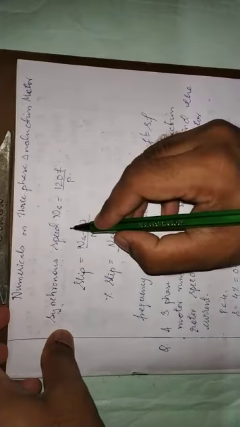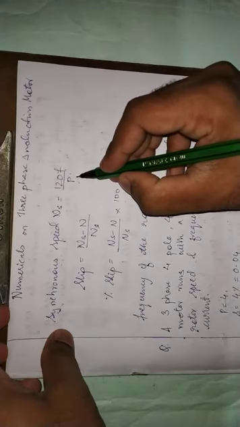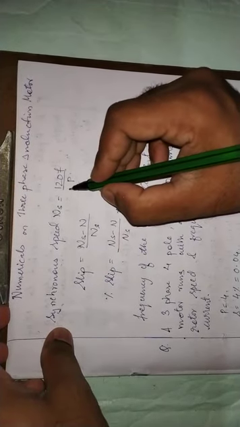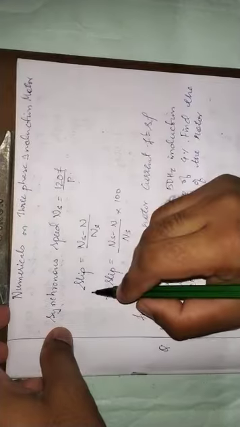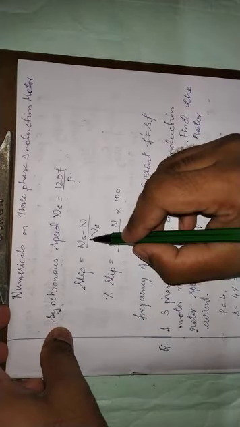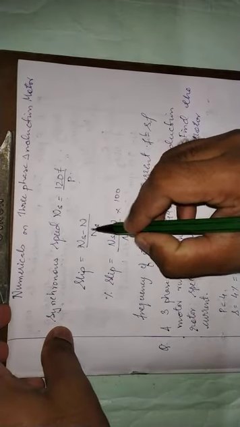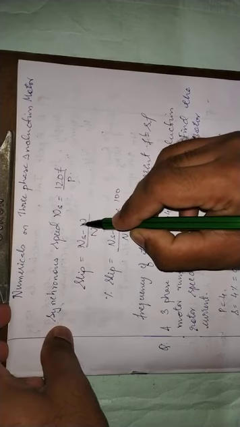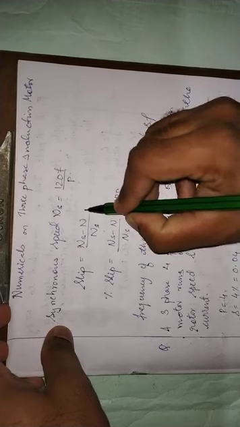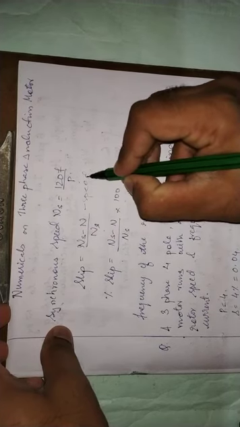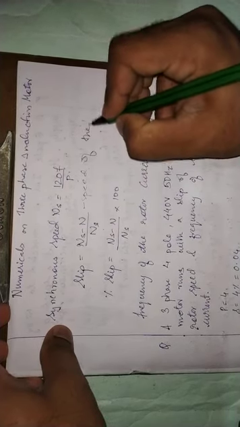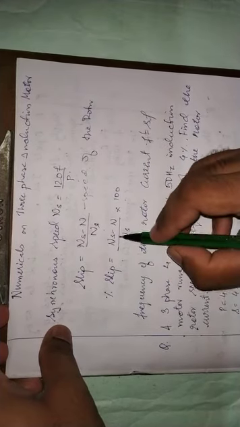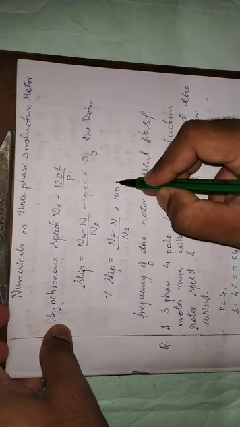We know the formula: synchronous speed Ns is equal to 120 f upon P. This is the synchronous speed of the rotating magnetic field which is produced in the stator. Slip is equal to (Ns minus N) by Ns, that is, synchronous speed minus the speed of the rotor. This N is nothing but the speed of the rotor. Percent slip is equal to (Ns minus N) upon Ns into 100.